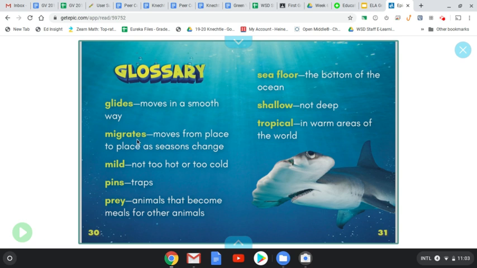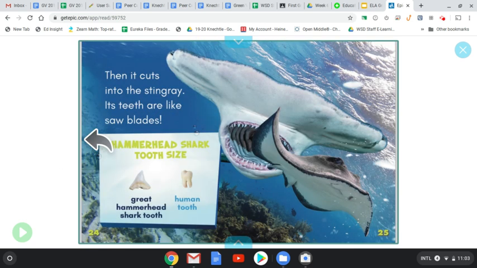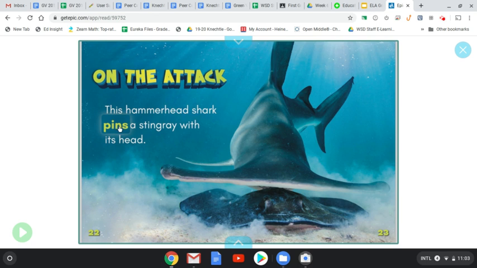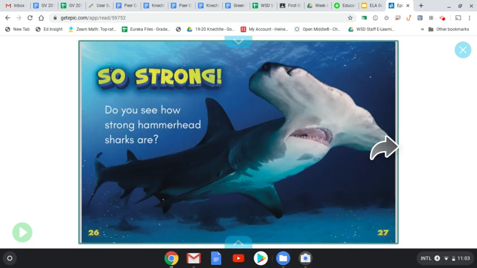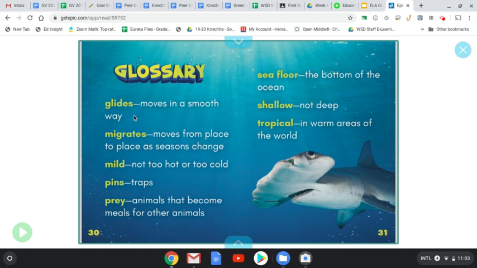We talked about migrates. They move from place to place as seasons change. And prey, animals that become meals for other animals. So if you're ever reading your book and you come to a word that's in yellow, like back here, pins, and you go, I'm really not sure what pins means, you can flip to the back of the book and find it here. This is in ABC order. So it goes by the alphabet. So G and then M. And then here's P, pins. Oh, that means traps. So he traps his prey in order to eat them. So the glossary is a little bit like a dictionary, so you can learn more about the words.